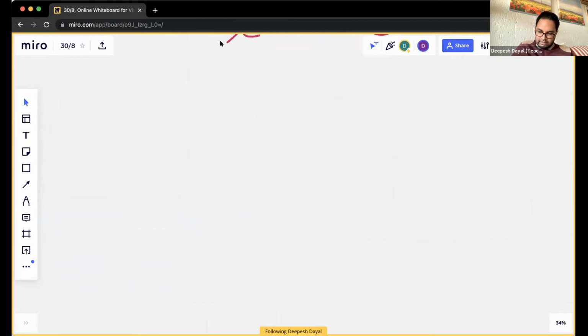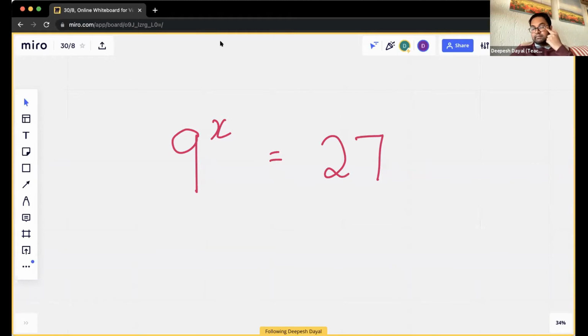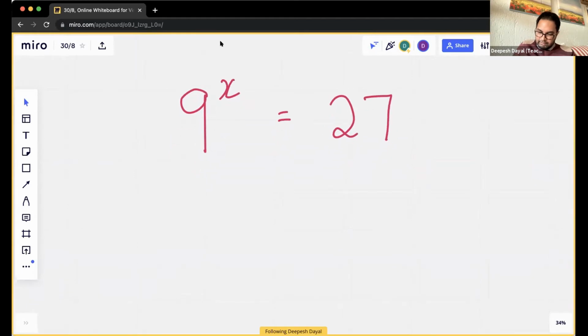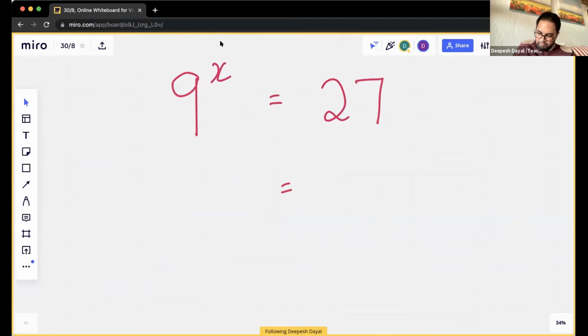Right. Let us look at this one here now. It tells us we've got 9 to the power x equals 27. Anybody want to take a try and tell me what the answer could be? 3 to the power of 3. Okay, so 27 is 3 to the power 3, right? And what is 9? 3 to the power of 2. So 3 to the power 2 is 9, right?